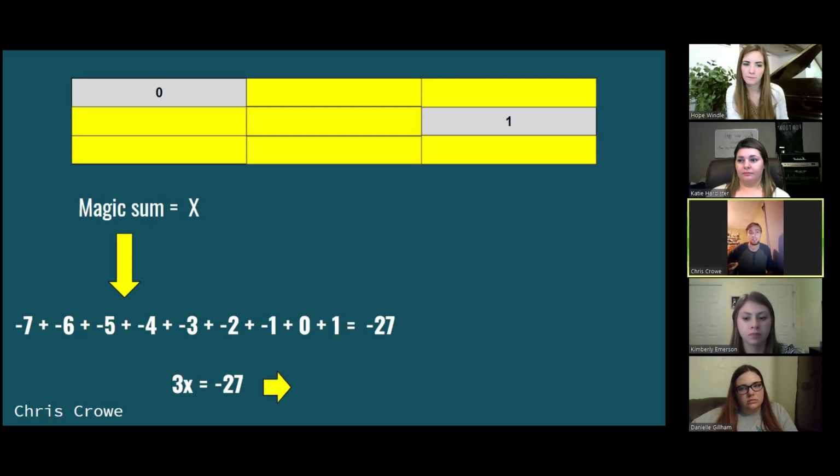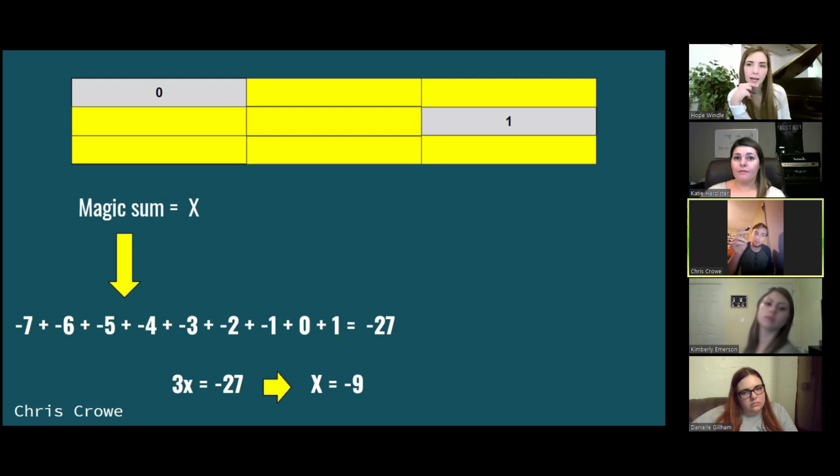And to find the magic sum number, we're going to use x to represent that. We have to add all of our given numbers together. So we have -7, -6, -5, -4, -3, -2, -1, 0, and 1. We add them all together, we get -27. And then we're going to use 3 times x, the magic sum number, equals -27. So from there, it's simple division. What times 3 is going to equal -27? Well, that's going to be -9. So -9 is our magic sum number. So every which way that they go, they have to equal -9, which is going to help us when we want to place our numbers.